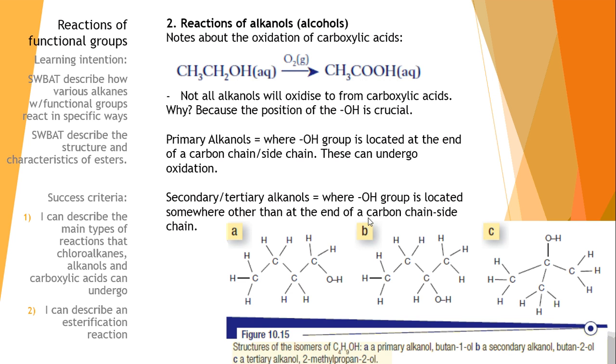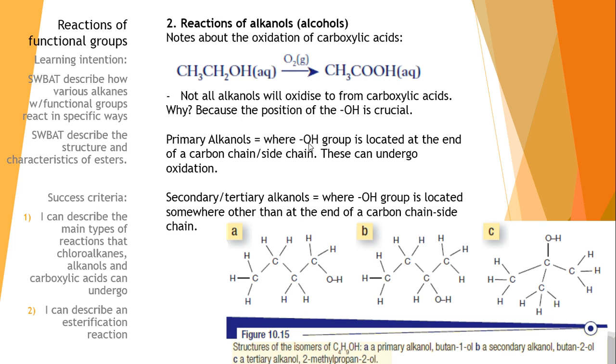Now, when we talk about reactions with alkanols, we're still on point number 2, looking at how alkanols react and form carboxylic acids, the COOH group there. It's important to note that just because it has an OH group attached doesn't mean it's automatically going to form a carboxylic acid. And the reason is because the position of the OH is crucial. Okay. Now, this is where those literacy terms of primary and secondary come into play.